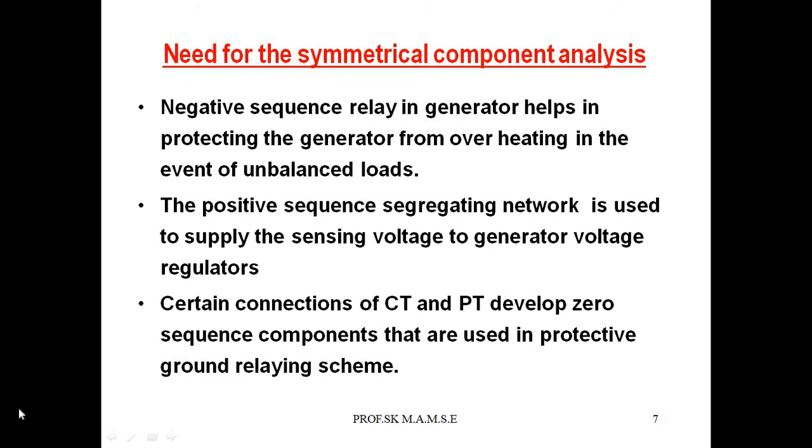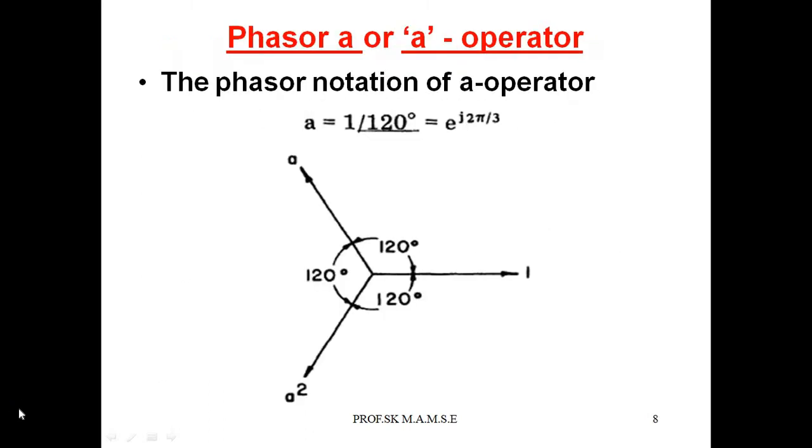Need for symmetrical component analysis. Negative sequence relay in generator helps in protecting the generator from overheating in the event of unbalanced loads. The positive sequence segregating network is used to supply the sensing voltage to generator voltage regulators. Lastly, certain connections of CT and PT develop zero sequence components that are used in protective ground relaying schemes.